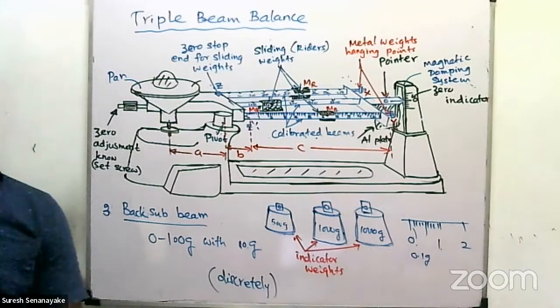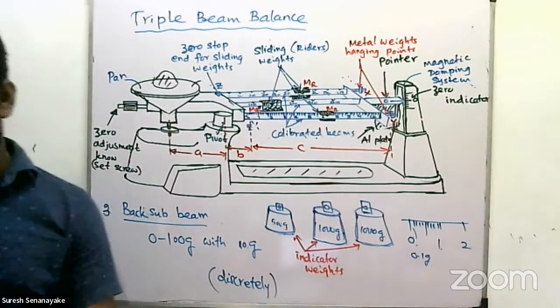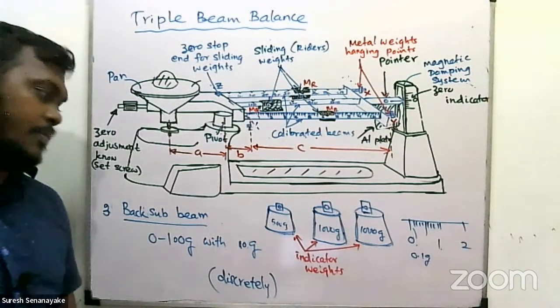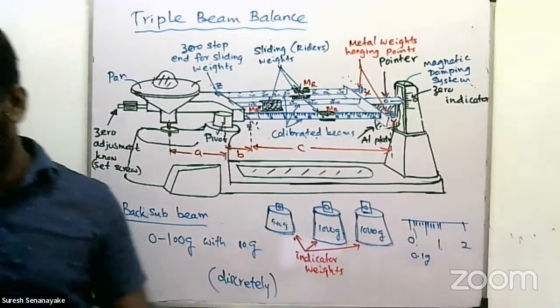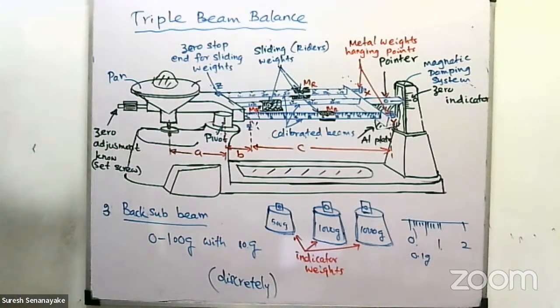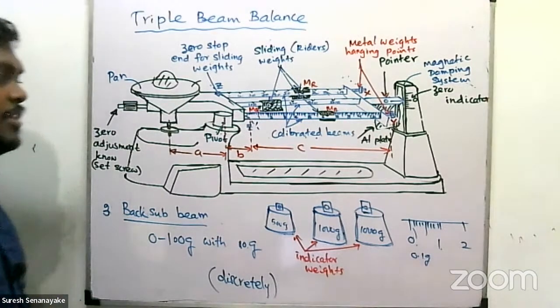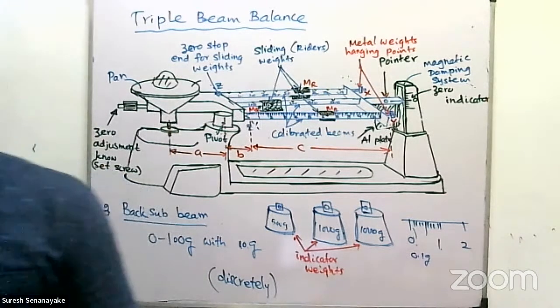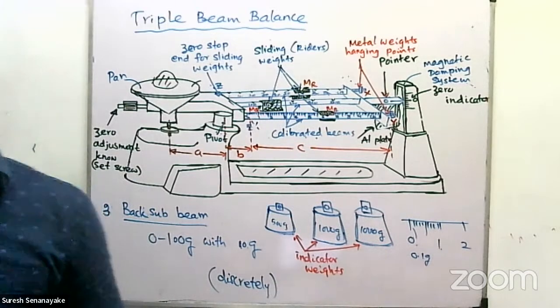Then the sliding mass can be slid discretely. That means step by step along this beam. The maximum mass that can be measured using this beam is 100 grams.